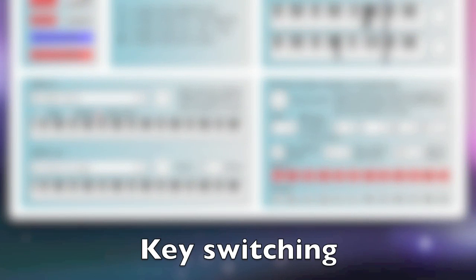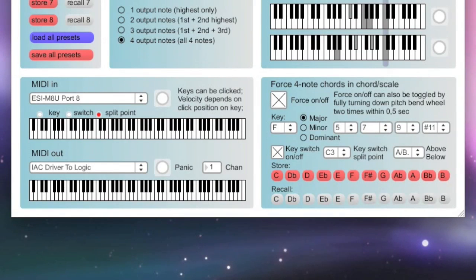Now let me explain the key switching a little further. You can define a split point at which lower notes trigger a key switch and thus trigger a change of scale. You can also turn key switching on and off. As you can see here I can define the key switch split point, either C1, C2 or C3. I can also switch the key switching on or off, meaning that if it's off, you can utilize the whole keyboard. If it's on, notes below the split point will trigger key switches.